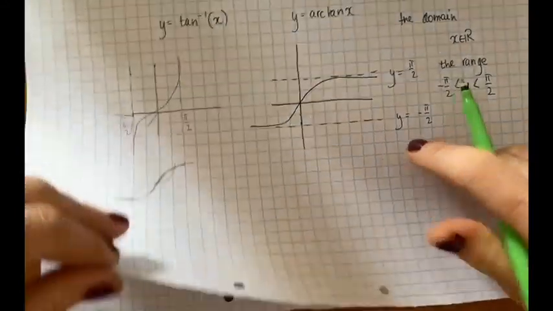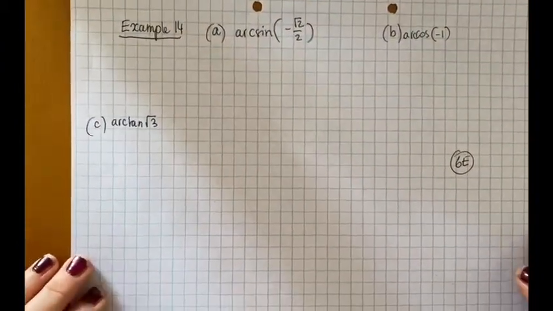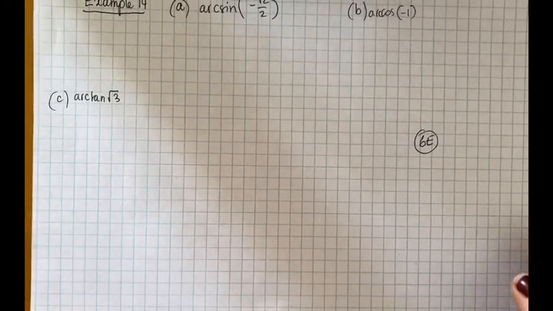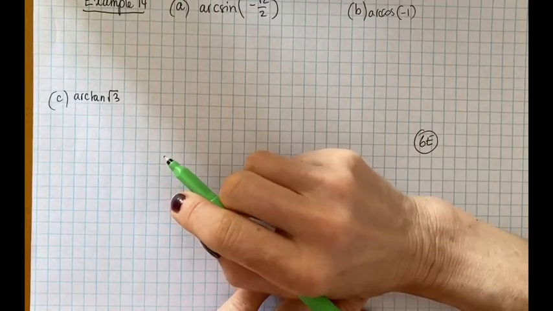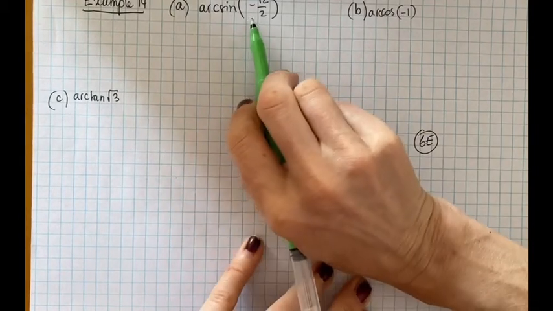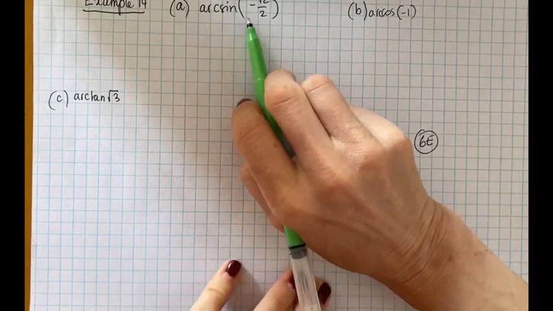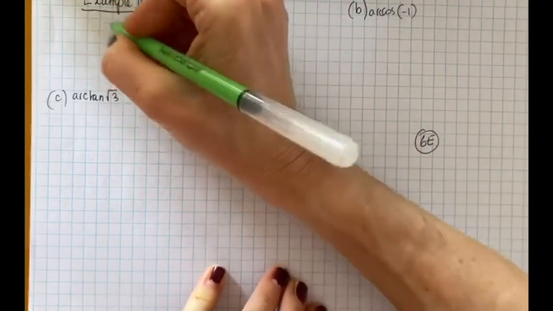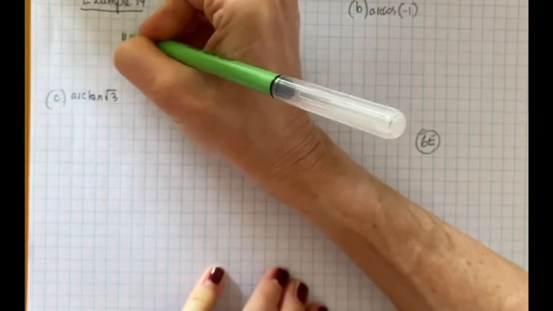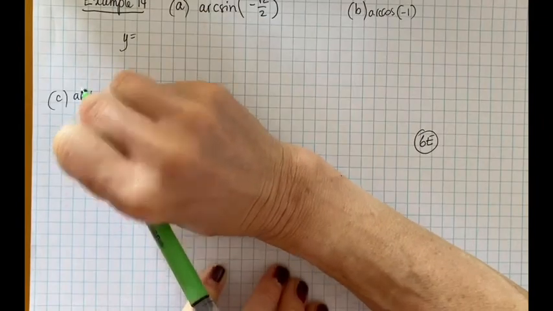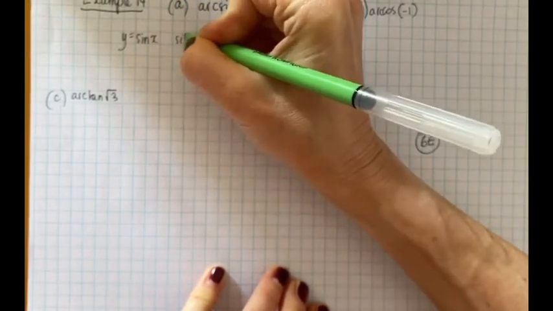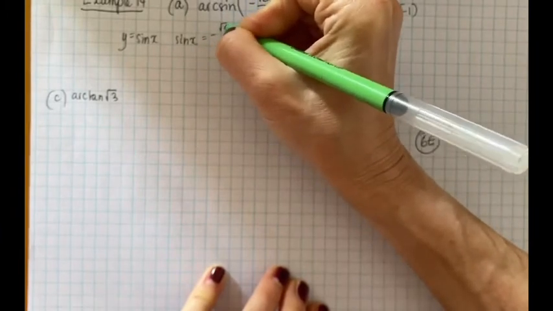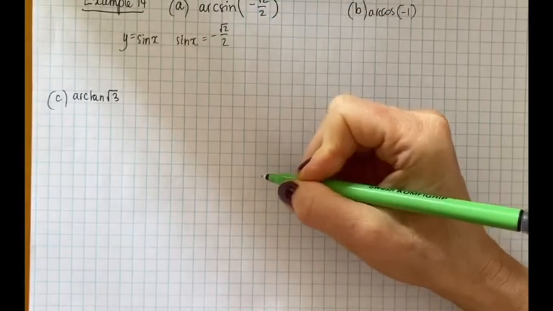Okay, so we're ready now to move on to example 14. We're going to find in radians the values of arcsin of minus root 2 over 2. Well, think about it, this is like sine inverse, so if you imagine dealing with sin x, that gives you sin x is equal to minus root 2 over 2. So it shouldn't be really that difficult.